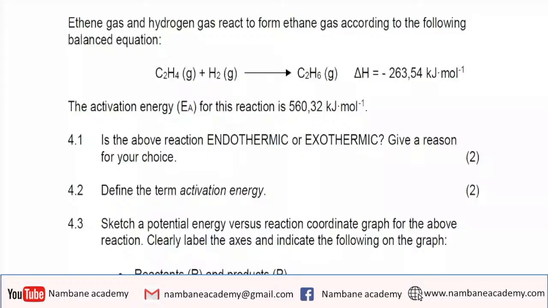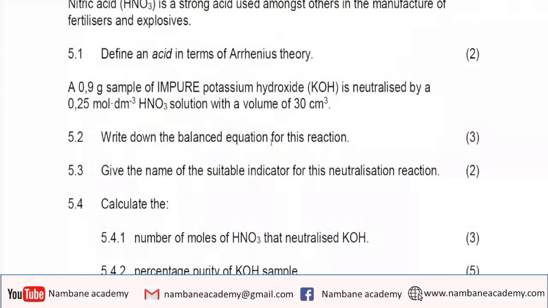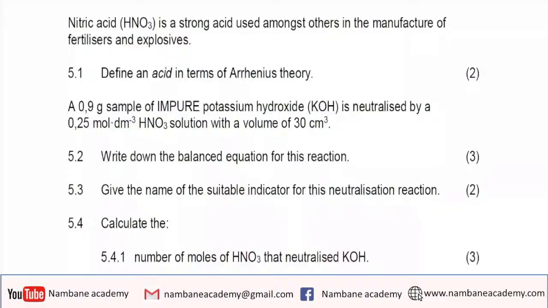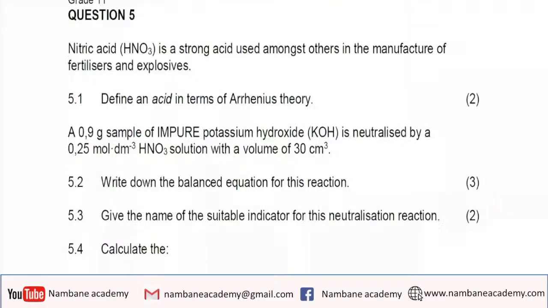All right, question number 5. It says, nitric acid is a strong acid used, among others, in the manufacture of fertilizers and explosives. 5.1, define an acid in terms of Arrhenius theory for 2 marks. And the 5.1 memo says, an acid is a substance that produces hydrogen ions or hydronium ions when it dissolves in water.